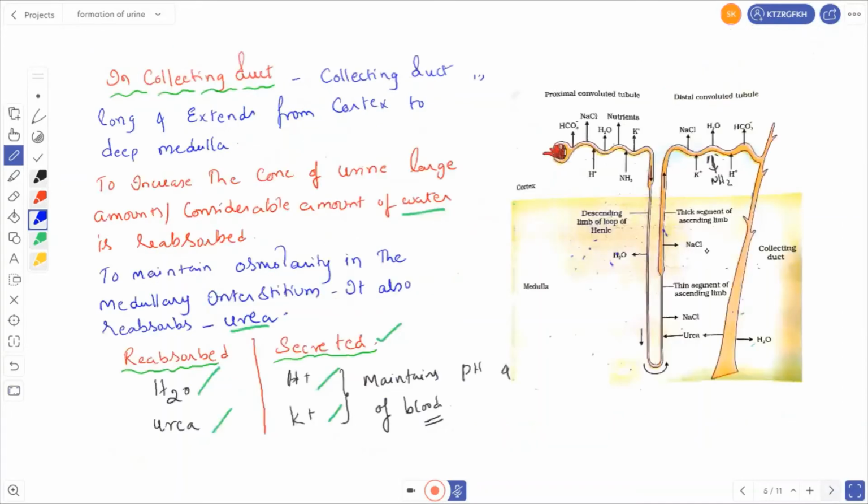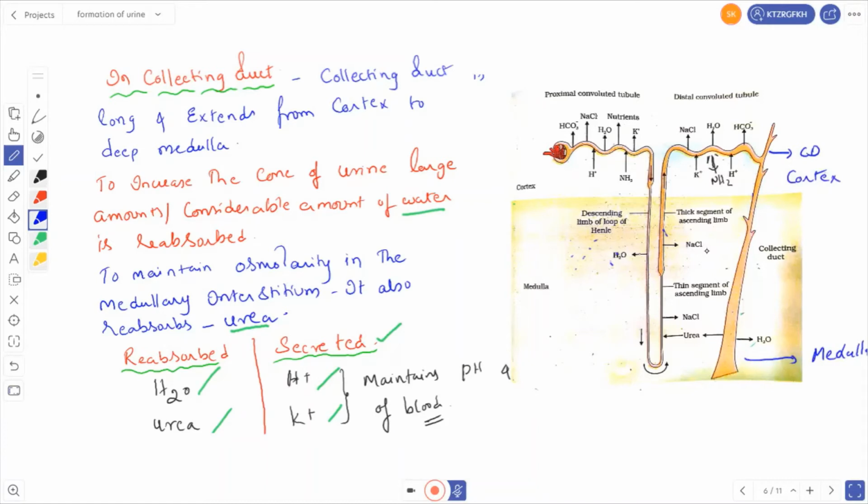Right, we'll go for the next one, the collecting duct. The collecting duct is long and extends from the cortex to the deep medulla. So you can see this one is the collecting duct. The collecting duct is present in the cortex. This is the cortex. The collecting duct extends into the deep medulla. This is the medulla. So the collecting duct is extending from the cortex to the deep medulla.